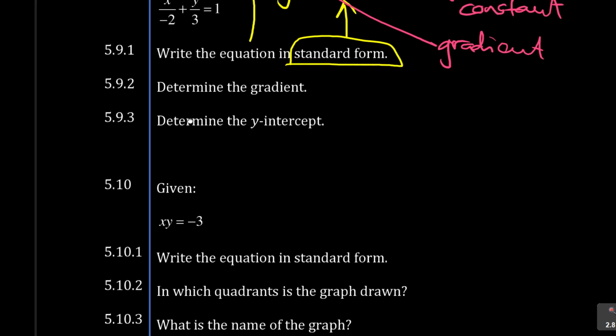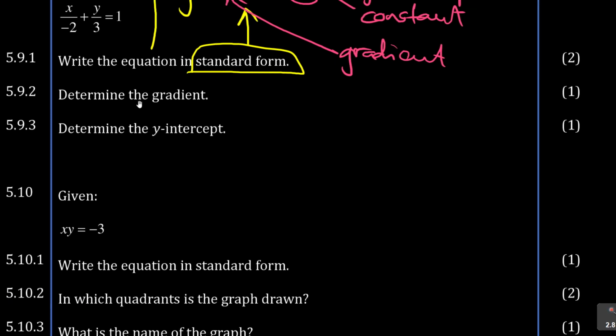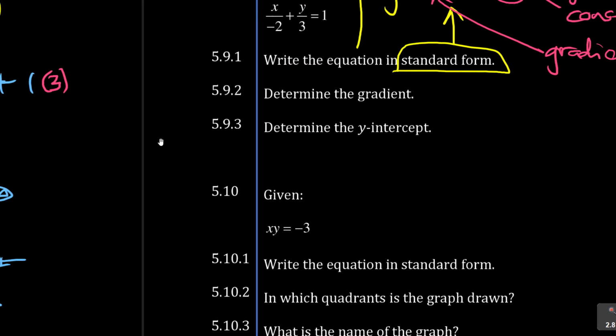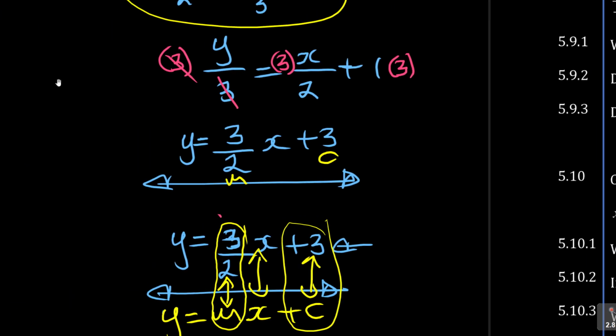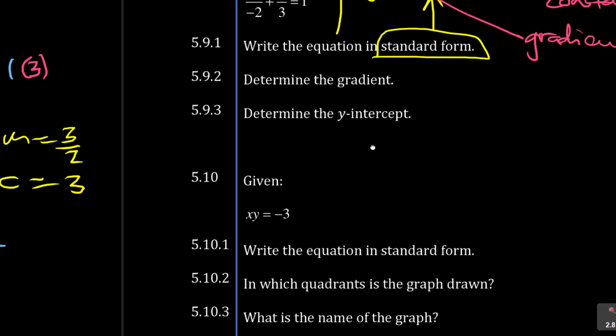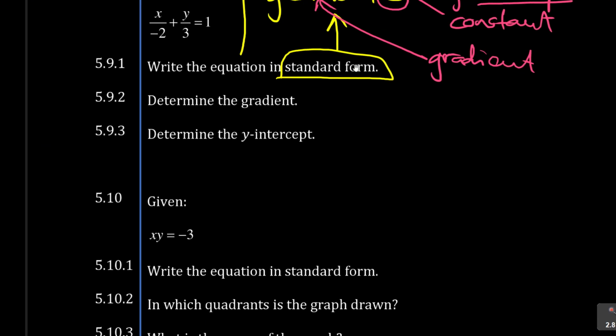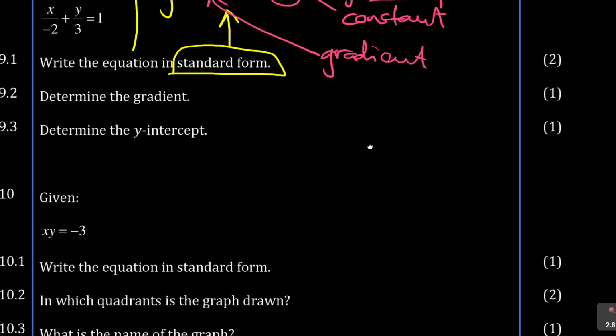Hence, look at the following questions here. It says 5.9.2, 1 mark, determine the gradient and then determine the y-intercept. So when they ask you for the gradient, you just state there is the gradient. You just say m is equal to 3 over 2. Then the y-intercept, c is equal to 3. You just state that, but it flows from the first question. Is it making sense then?